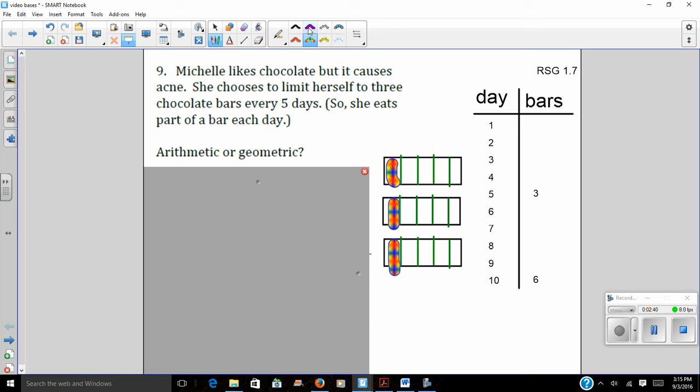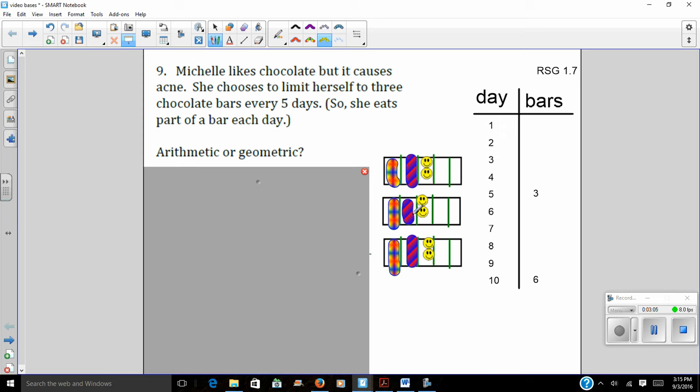On day 2, she'll be allowed to eat a little part of this bar, and then another little part of this bar, and then another little part of this bar. Okay, and she still has 3 days left, and you can see each bar has 3 sections left. So let's go over here, and on the 3rd day, she'll be allowed to eat a little bit of this bar, a little bit of this bar, and a little bit of this bar.